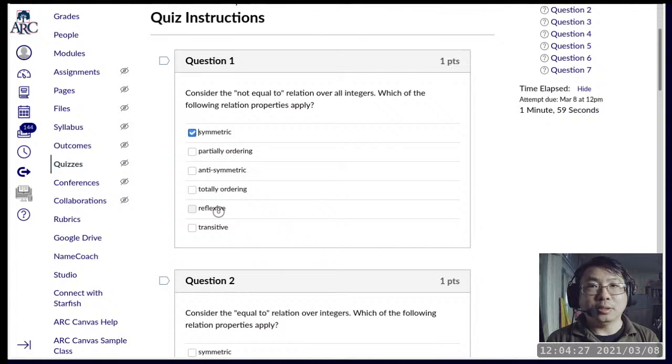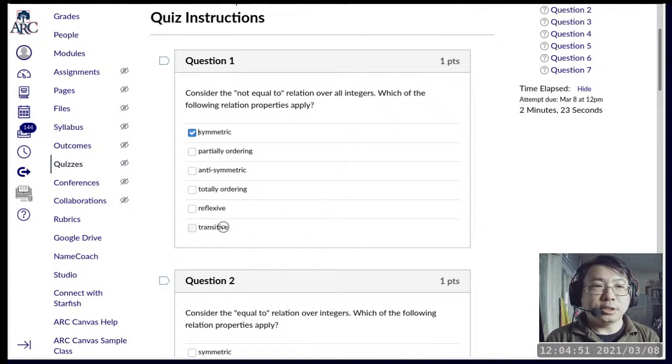Reflexive is pretty easy too, because reflexive means something relates to itself using the relation that we are talking about. And for not equal to, it is quite obvious it is exactly the other way. So we'll basically say it's not reflexive. If it's not reflexive, it cannot be partially ordering already. So we know it's definitely not partially ordering.